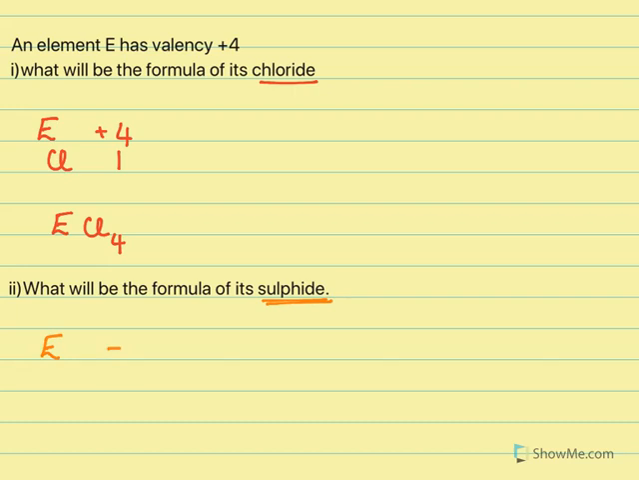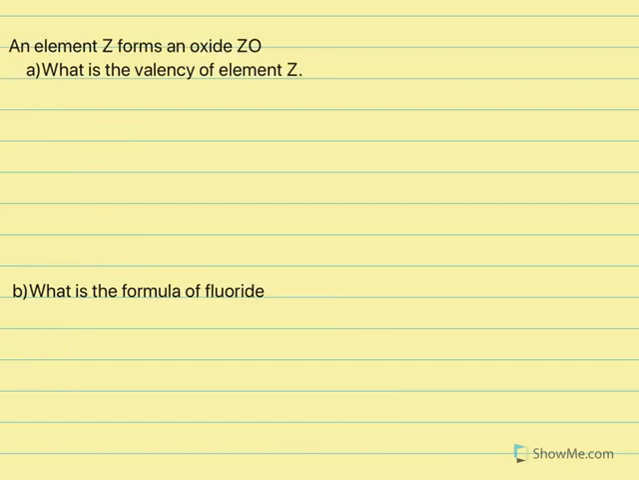So E +4, sulfide -2. So when you crisscross, it will be E2S4. But here you can take 2 common out. From 2 and 4, you can take 2 common out. And what will happen? You get ES2.